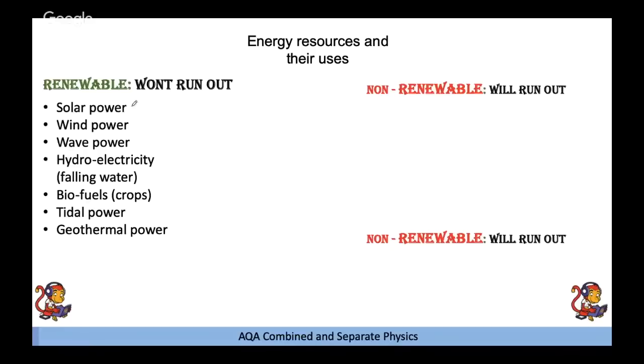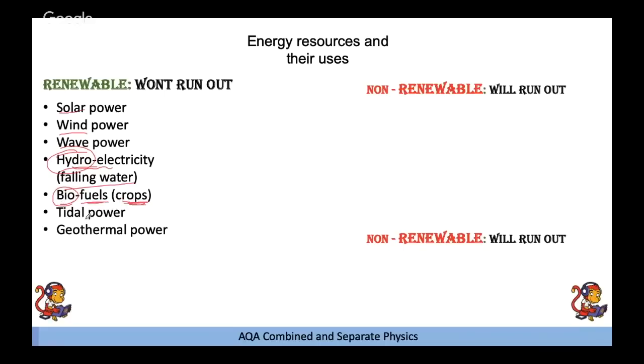Let's look at some of these names here. Solar power, wind power, wave power, hydroelectricity. If you're not sure what that one is, hydro is kind of like a Greek word for water. That's falling water, so damming up rivers. Biofuels, bio meaning living things, so it's crops and wood.